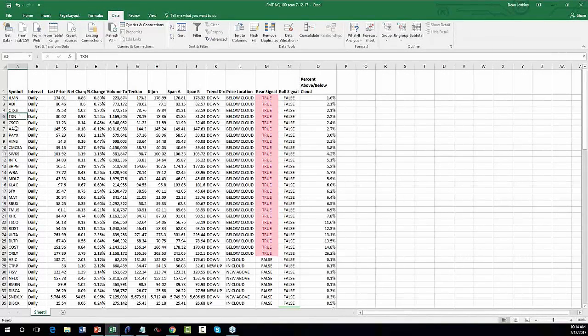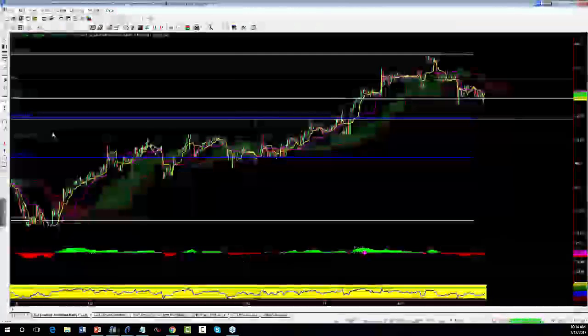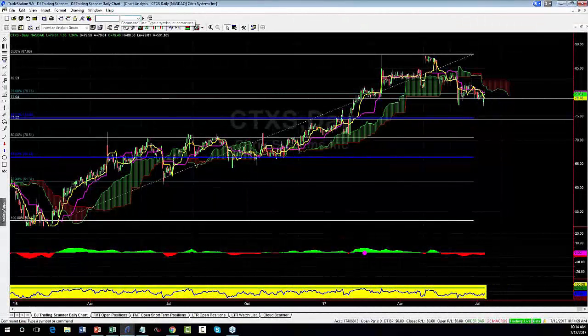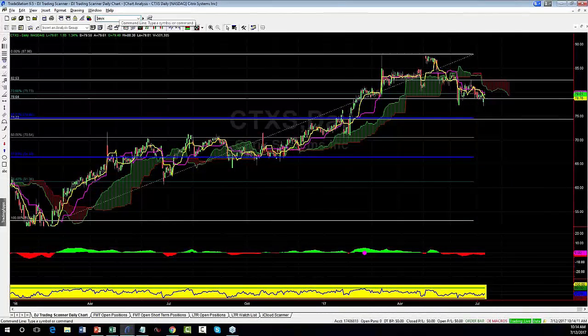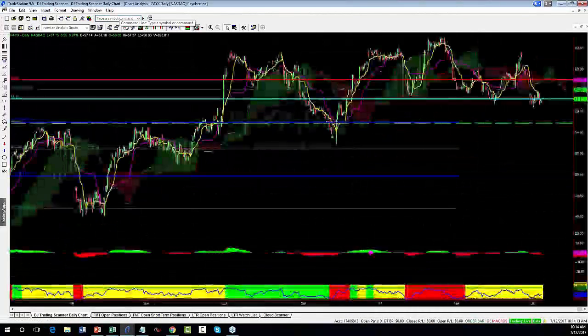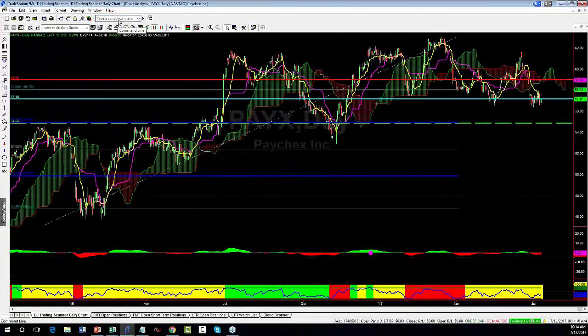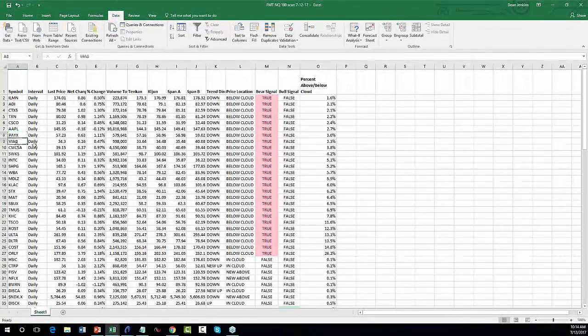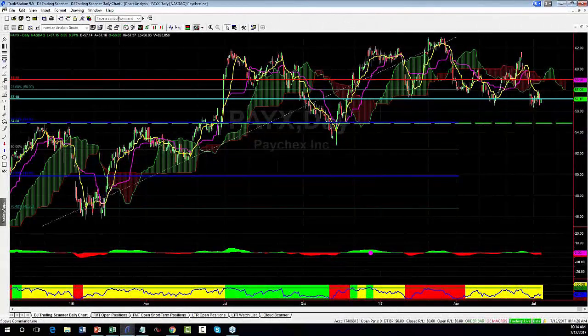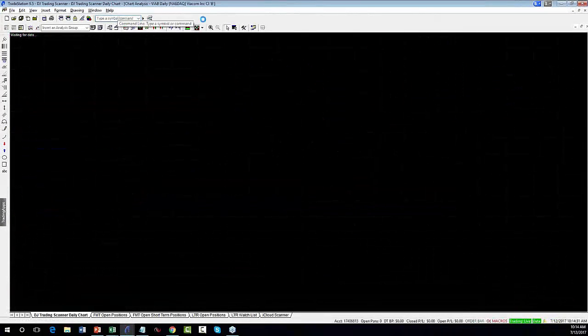TXN, we're actually in that trade. Cisco we looked at, Apple we looked at. Let's look at Paychex. Pretty messy chart there. Not excited about it. Come on, I want to find you a new good one using the scan. And sometimes it works, sometimes it doesn't.